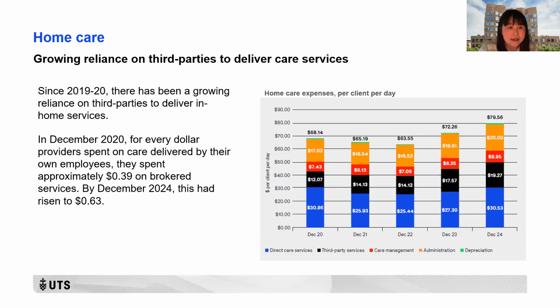So when we look at the bar chart in December 2020, for every dollar providers spend on care delivered by their own employees, they spend approximately 39 cents on third-party services. However, by December 2024, this proportion had risen to 63 cents. So in this current financial year, for every dollar the providers spend on their own employees, they spend 63 cents on third-party services. It is important to note that third-party arrangements typically generate lower margins than services delivered by in-house staff and often require additional administrative resources. Providers with a greater reliance on brokered services are also more exposed to price increase risk imposed by third parties.